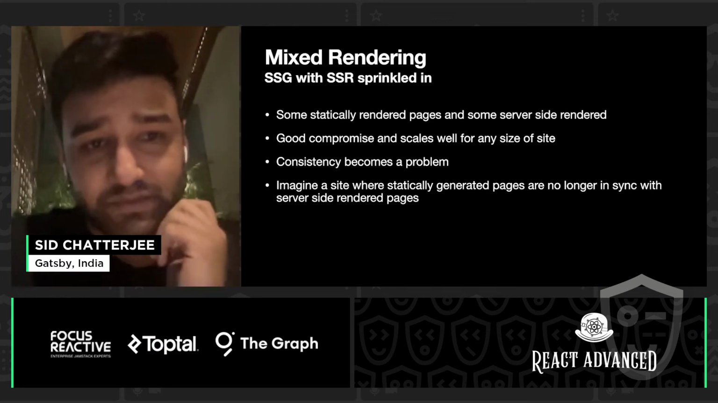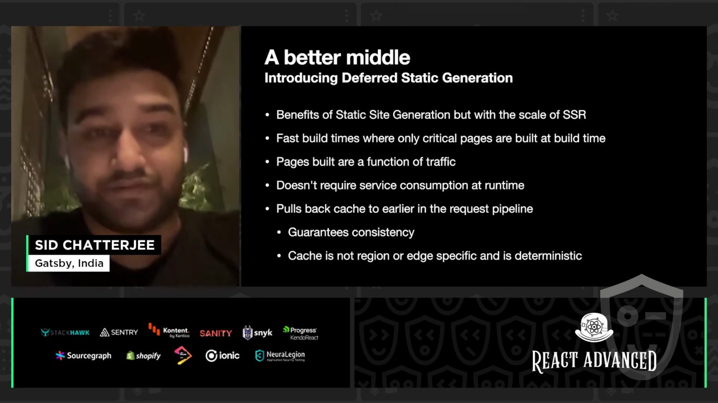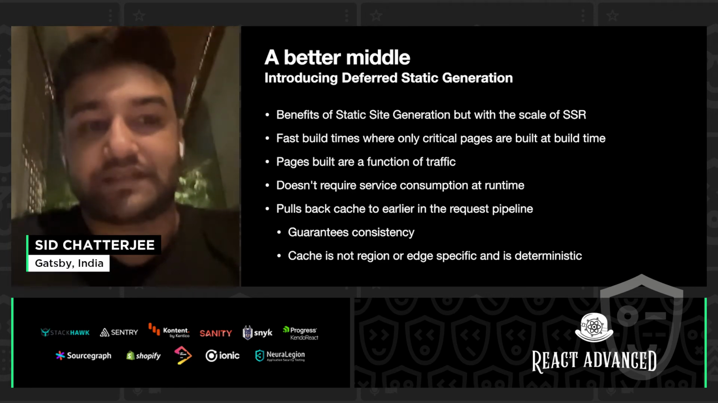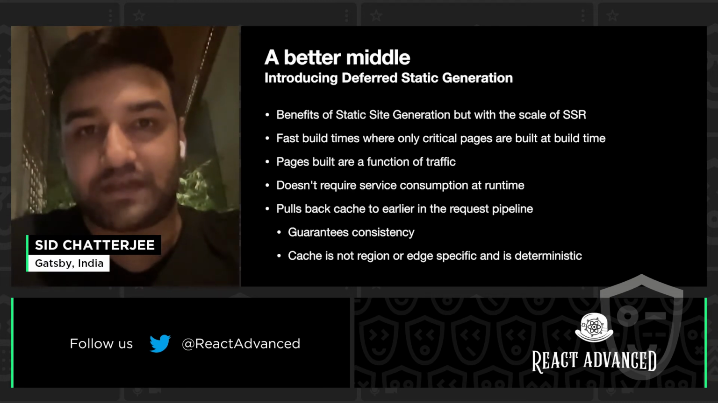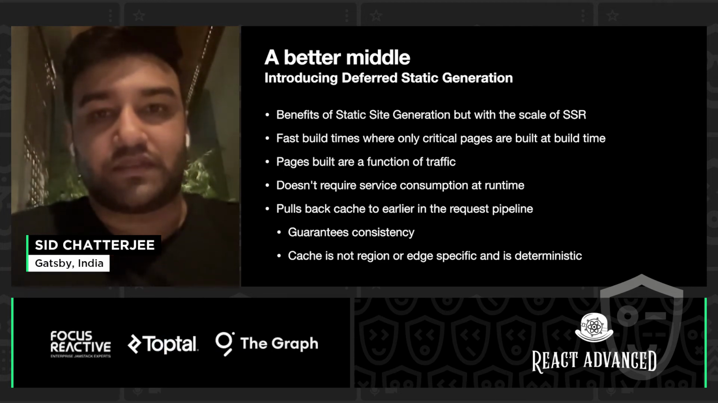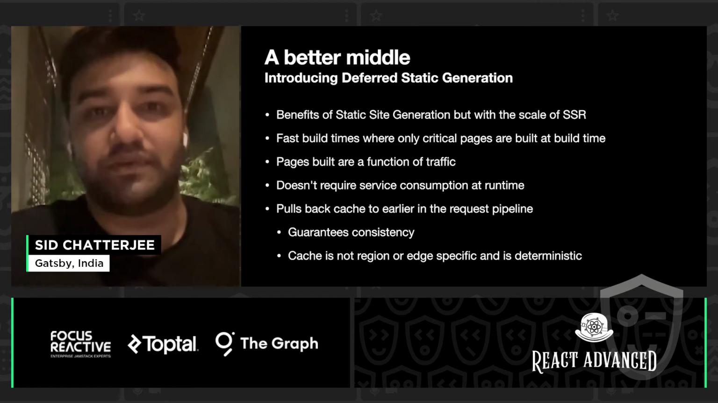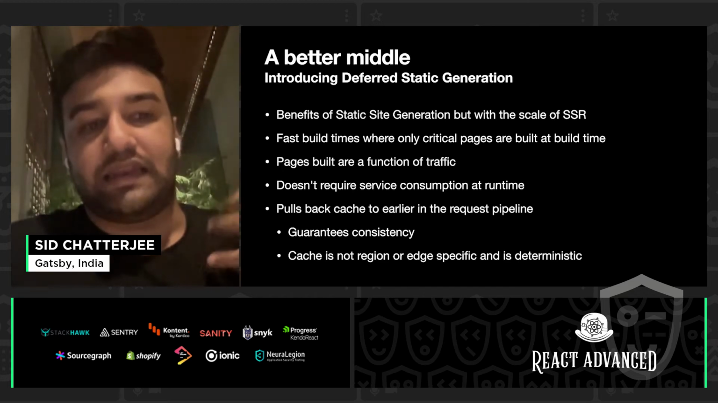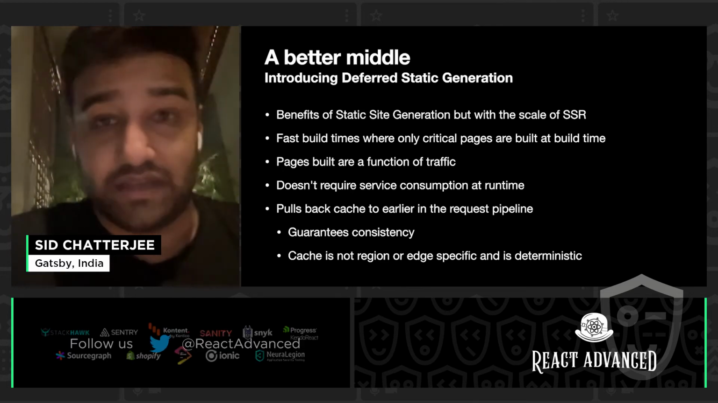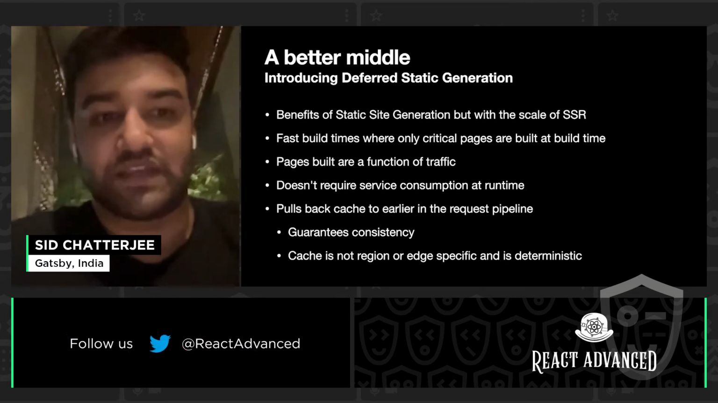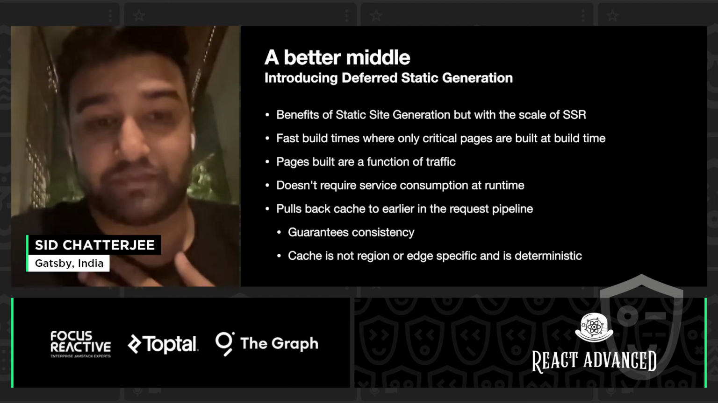So now, with Gatsby v4, I'd like to introduce a better middle of the spectrum. We're calling it deferred static generation, right? The idea here is that you get all the benefits of SSG, but with the scale and the flexibility of SSR. You get fast build times because only your critical pages, only the pages that you want, are built at build time, right? And now, instead of your build times being a function of your number of pages, your build times are now a function of just pages that you choose to build at build time.